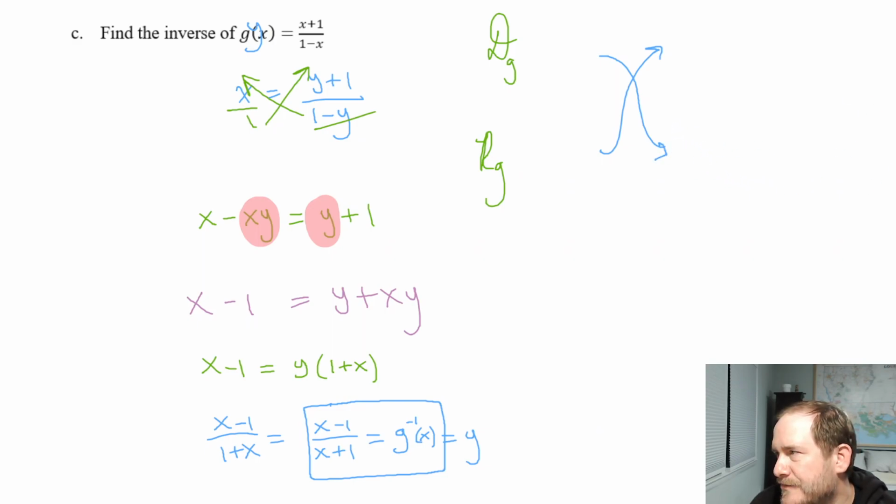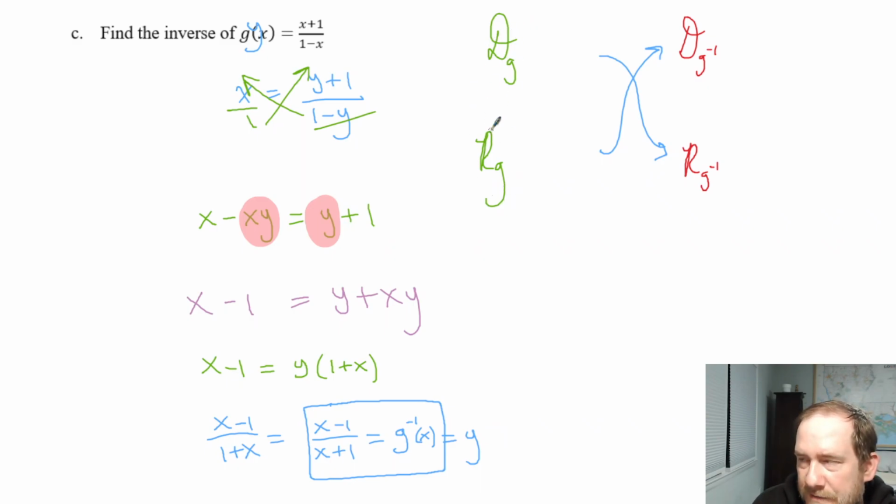So the domain of G should become the range of G inverse, and the range of G should become the domain of G inverse. And if they don't, then the initial function's domain might need restricted so that the two functions can truly be inverses, or vice versa. So anyway, what are these going to be? The domain of the original function G is all real numbers, except for the 0 of its denominator, which is 1.